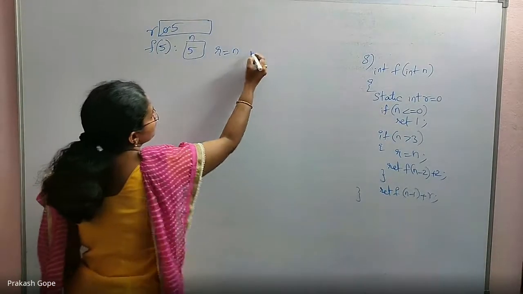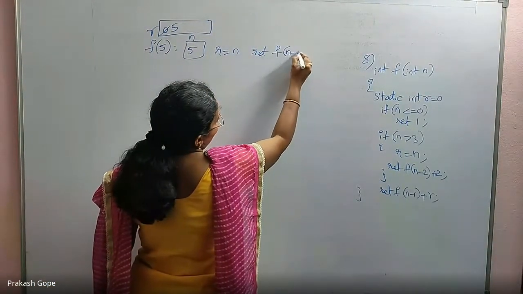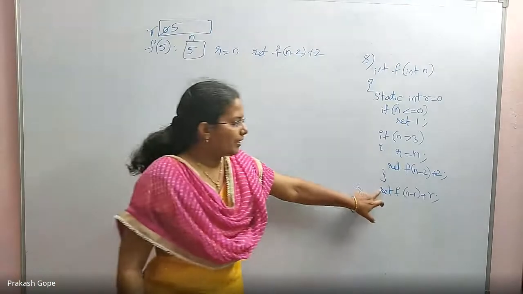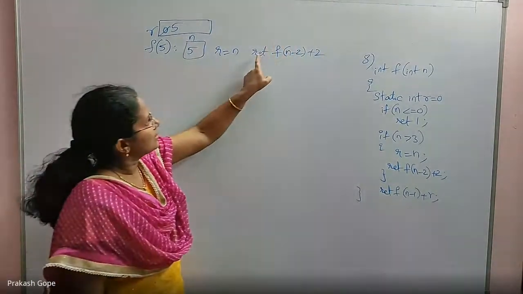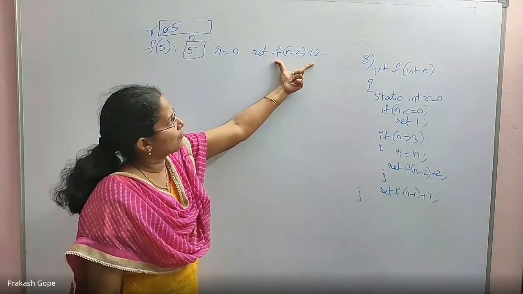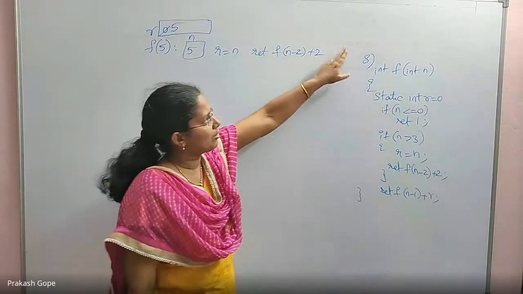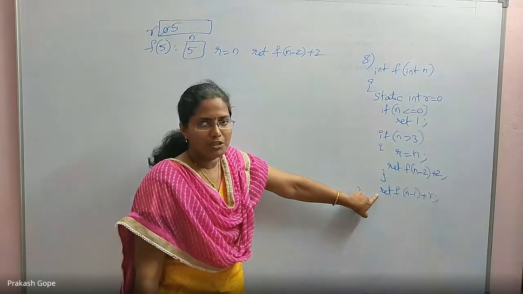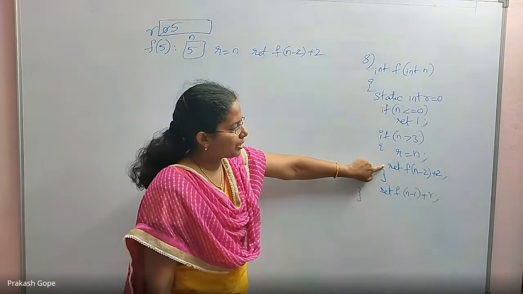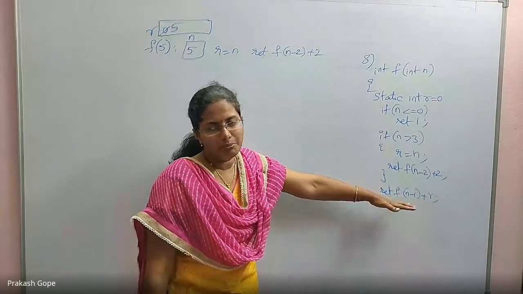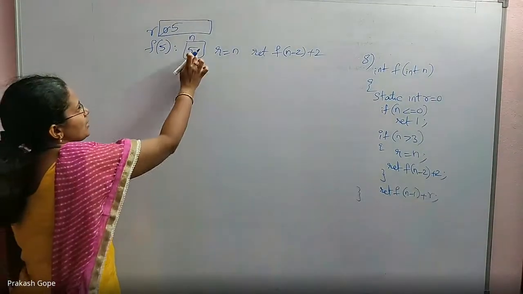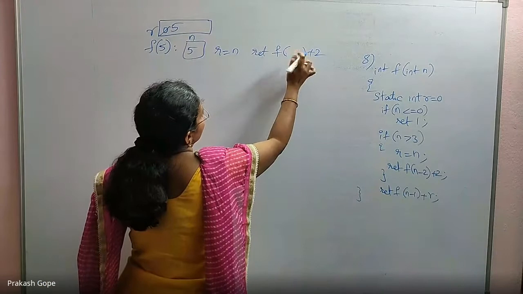Then return, this is return f of n minus 2 plus 2. Now you understand, I am not writing the pending line after the line now because this line is in return. So once I execute and get the value of this, obviously I will return from here itself. I will not execute this line, return f of n minus 1 plus r, because this is a return statement, it is not just a function call. So from here itself I will return. So f of n minus 2, what is n minus 2? 5 minus 2 is 3.